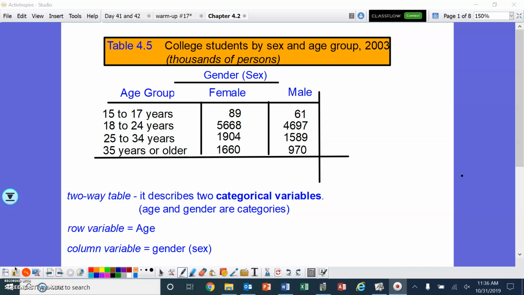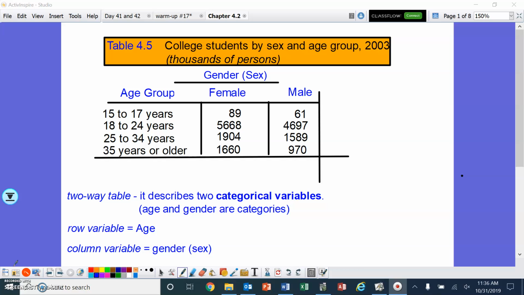All right, ladies and gentlemen, let's look at chapter 4.2. We're going to be looking at two-way tables. So in this example, we have a two-way table. Remember, tables describe categorical variables. So in this situation, we can see college students by sex and age group.